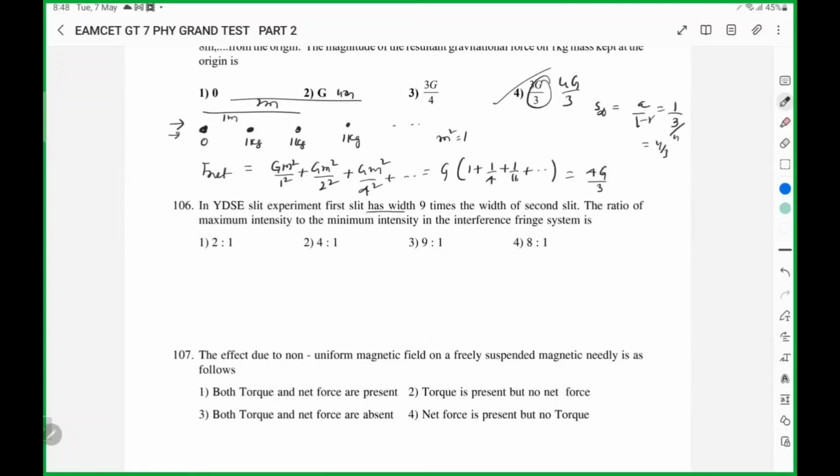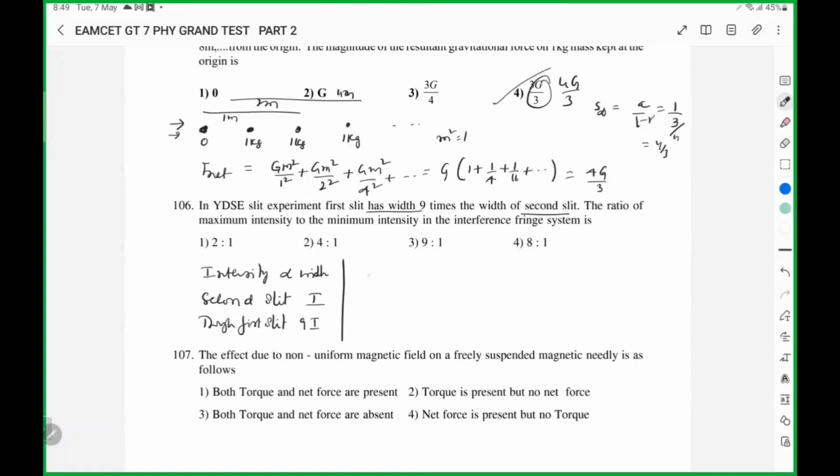The first slit has a width, so intensity is proportional to width. So for the second slit, the intensity of the wave through the second slit is I, and through the first slit is 9I.